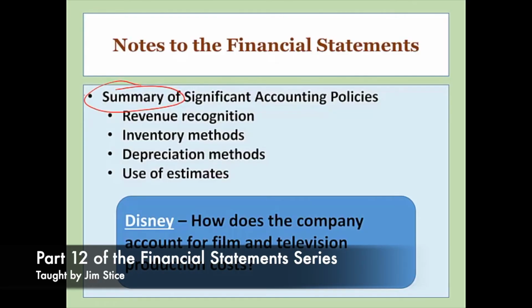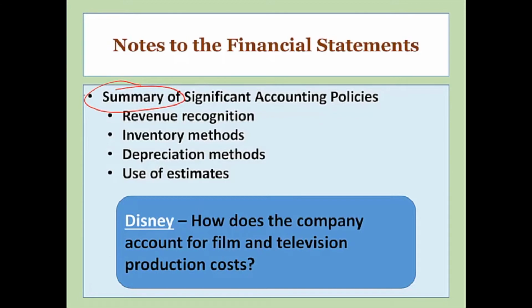So the first one is summary of significant accounting policies. How does the company, for example, what's their revenue recognition policy? What inventory methods do they use? That's important. If I want to compare this company to that company and they're using different inventory methods, I've got to be a little more careful. What methods do they use?